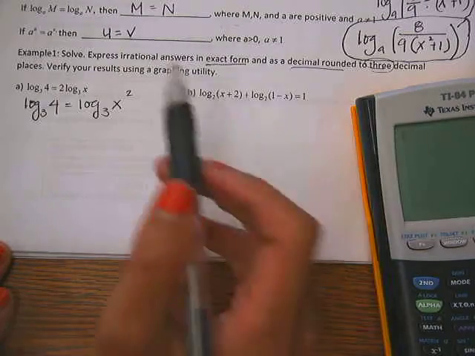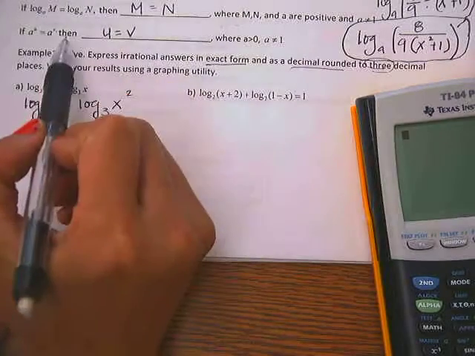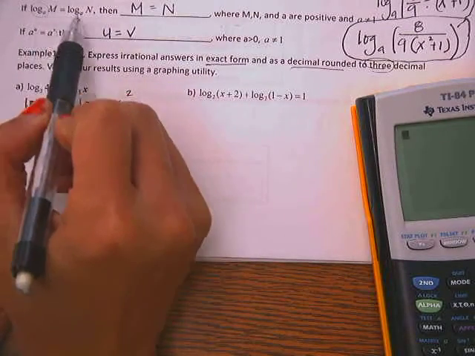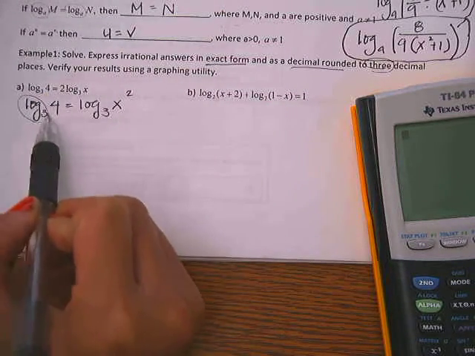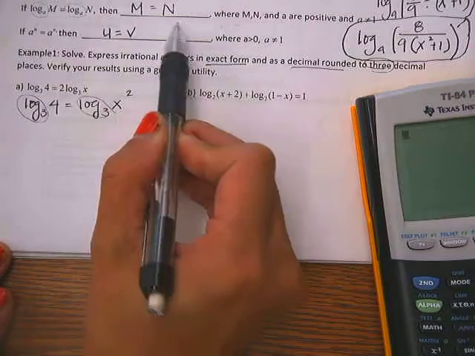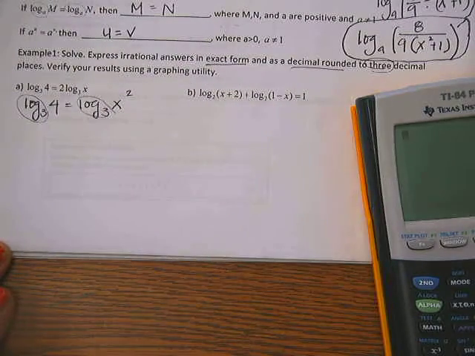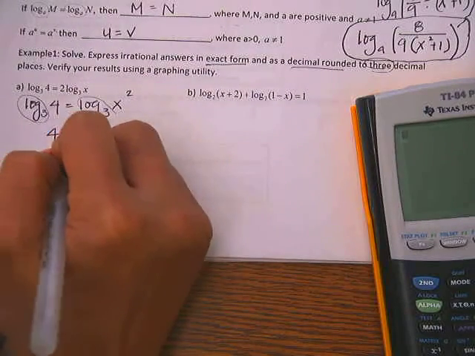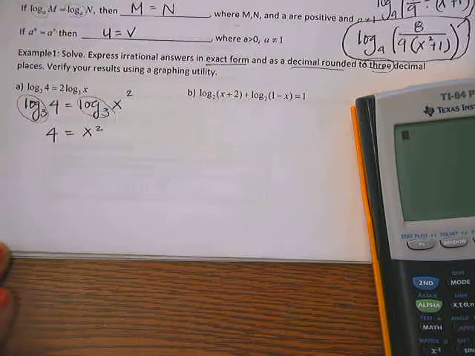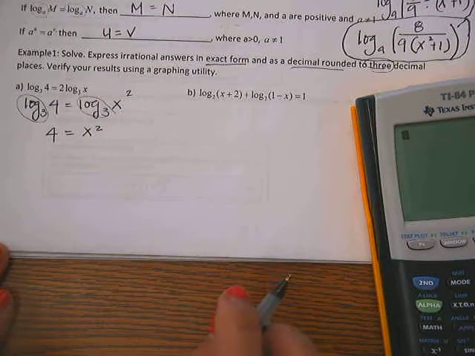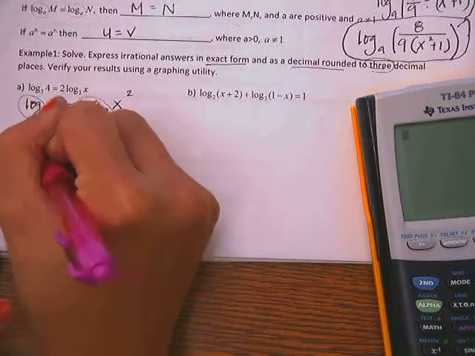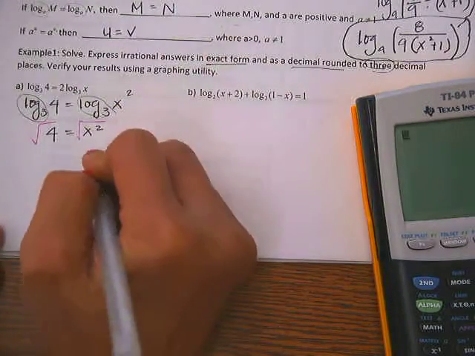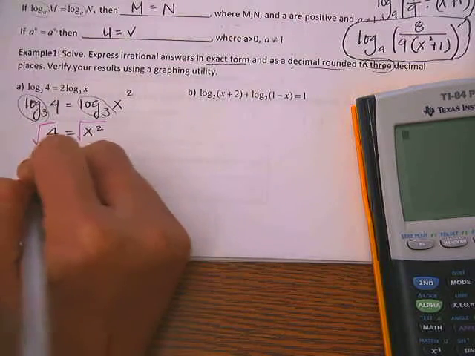Now, according to this review up here, you have a log base a on the right, log base a on the left, only one of each. You can drop it according to this review. If you drop it, you end with 4 equals x squared. Now you're going to need to solve for x. So normally, we take the square roots of both sides. x is going to come out to be plus or minus 2.